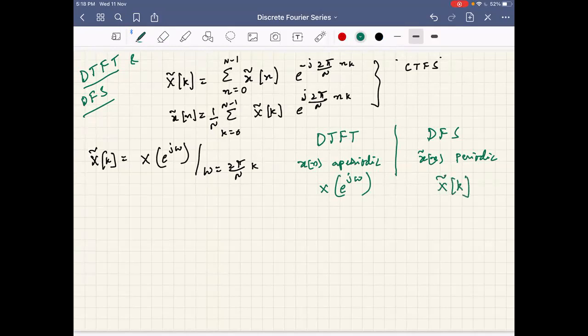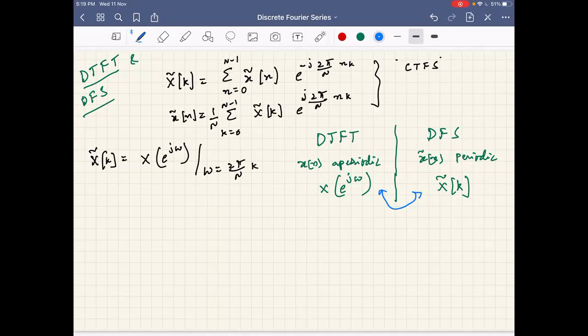Fine. So now the question is, can these discrete coefficients be thought of as samples in the frequency domain of X of e power j omega, the discrete time Fourier transform, under some assumptions or conditions? Because you see that this is a periodic signal and this is an aperiodic signal. If they can be related, they can be related under some conditions, right? So what are the conditions under which they can be related, and if they can be related, how can they be related? These are the things that we discuss in this video lecture.